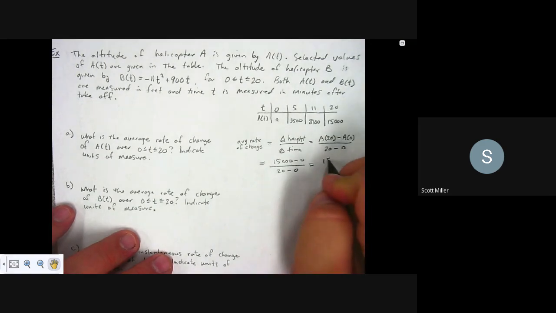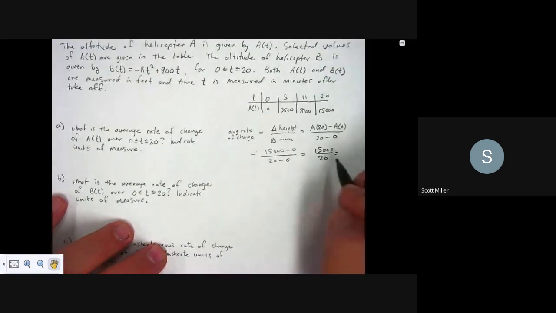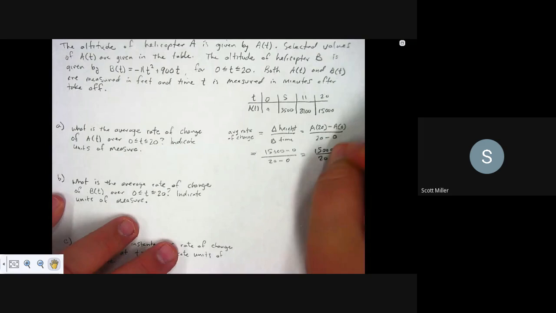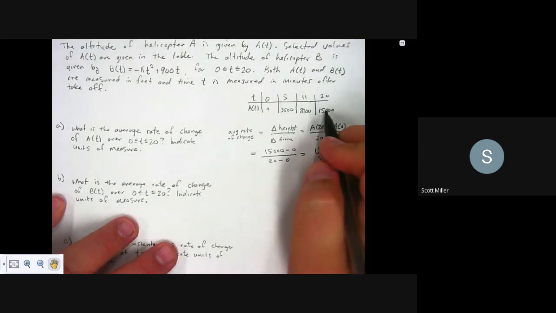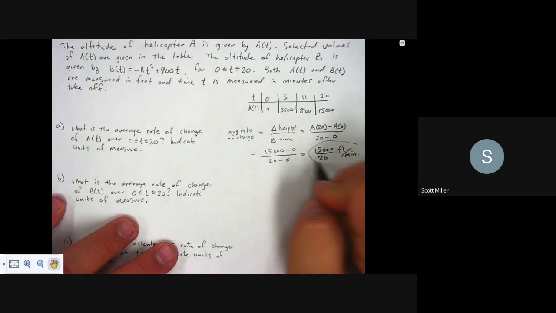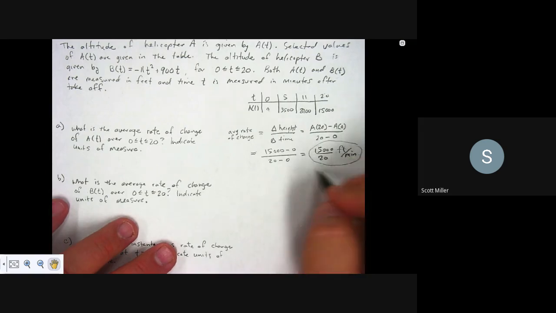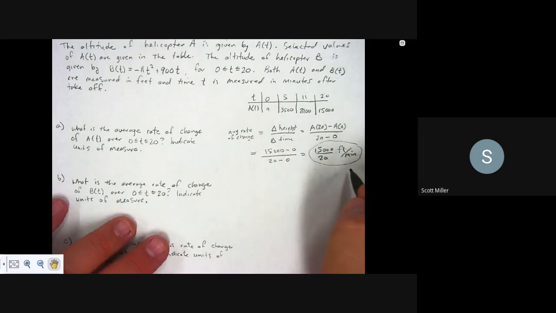Anyway, so this is going to be what? 1,500 or 15,000 over 20. And then we can work this out and get a value. But whatever this value is going to be in what? What is the change in the y values? They are in feet, and the time is in minutes. So this is feet per minute. Okay, and we can reduce that out and get a value for right now. But also on the AP exam, since this is a free response question, you can actually stop right there. Let's go ahead and look at the next one.